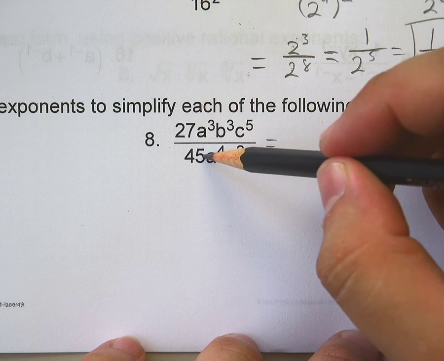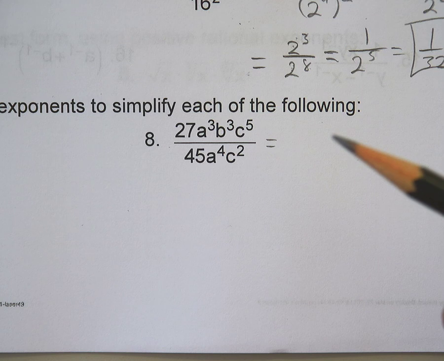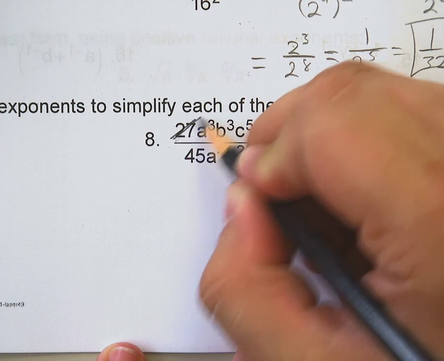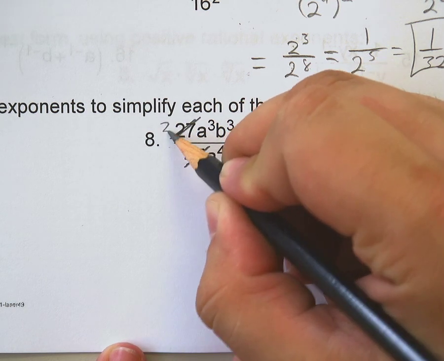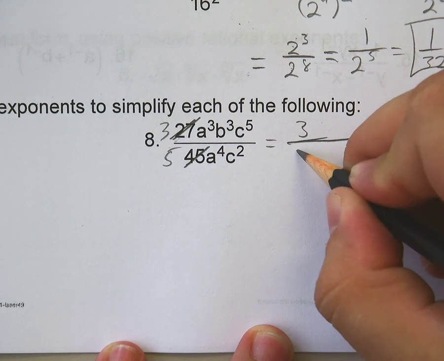27 and 45. Now that's actually pretty interesting. 27 and 45 are both divisible by 9, right? So that's kind of like if you divide out 9 here, divide out 9 here, you get 3 over 5. So that's going to be 3 over 5.